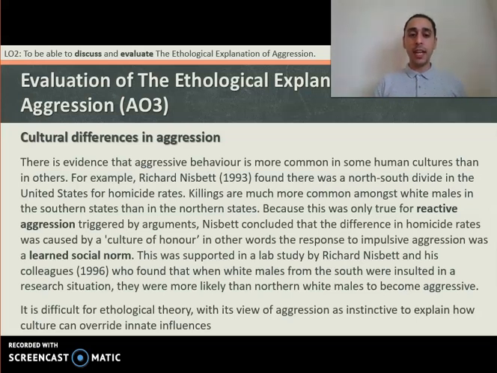This was supported in a lab study by Nisbet and his colleagues, who found that when white males from the South were insulted in a research situation, they were more likely than northern white males to become aggressive. That sounds like an interesting study.